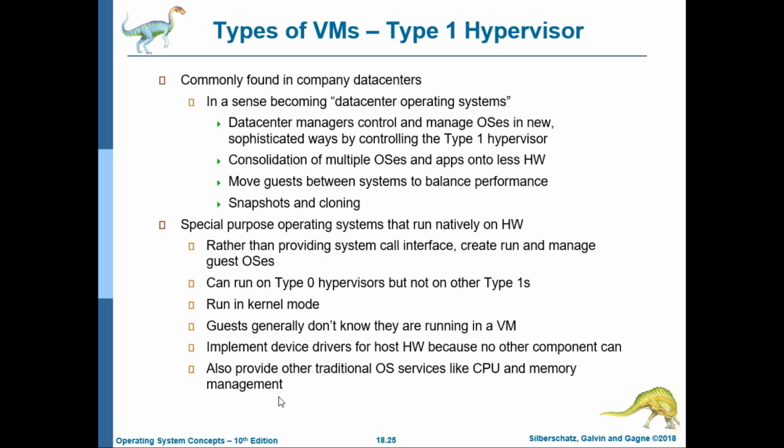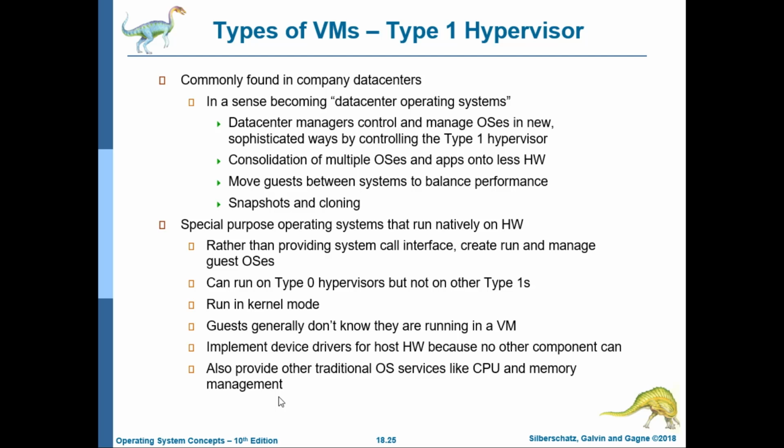Okay, next we have the type 1 hypervisor. It is commonly found in company data centers, in a sense becoming data center operating systems. Data center managers control and manage OSs in new, sophisticated ways by controlling the type 1 hypervisor. It allows consolidation of multiple OSs and applications onto less hardware, and moving guests between systems to balance performance. It also has the capability of snapshots and cloning.